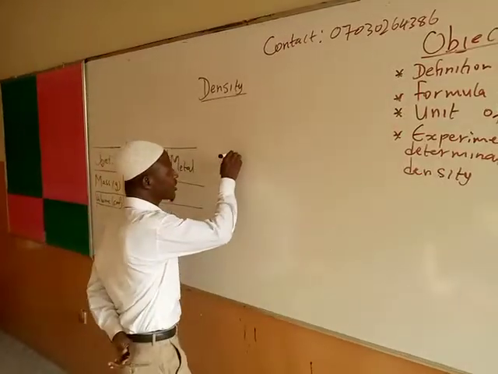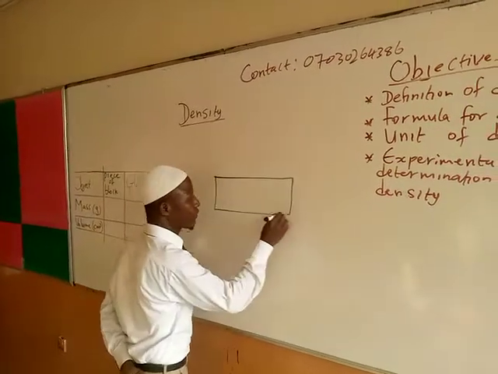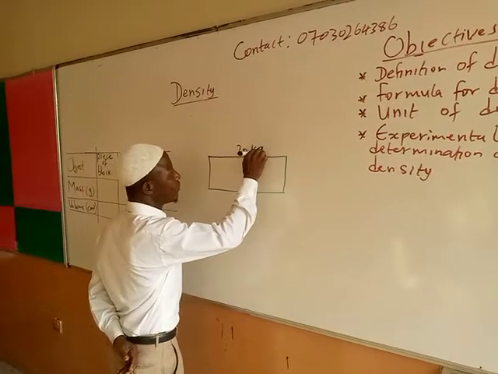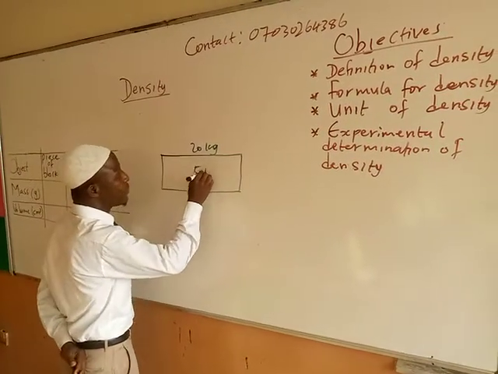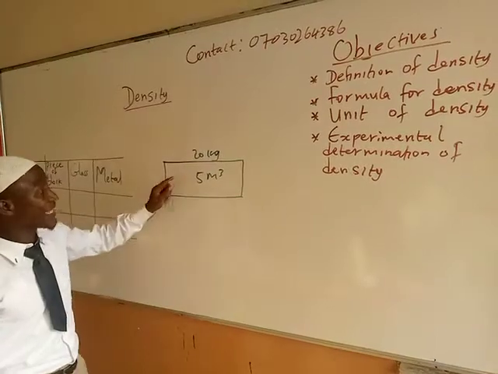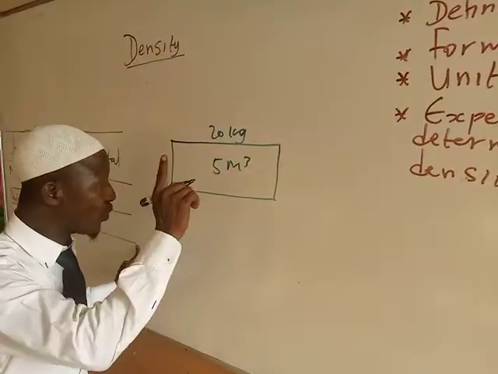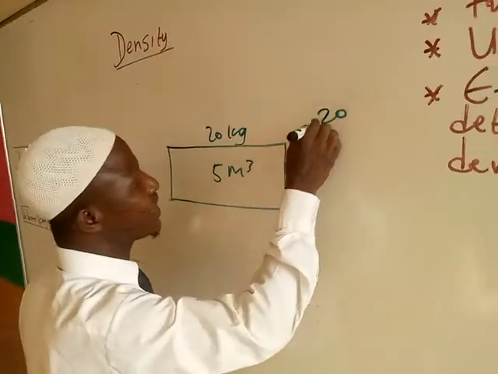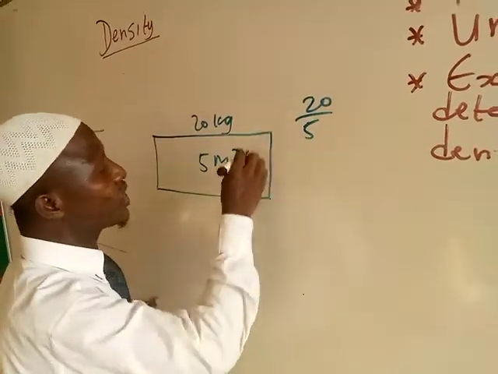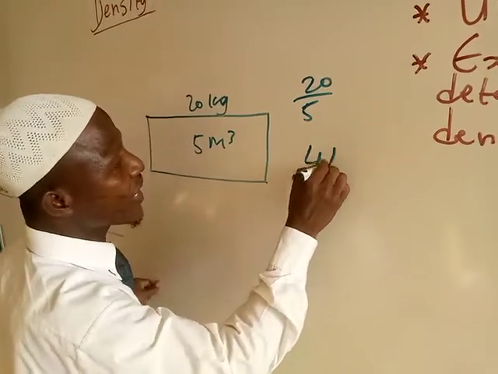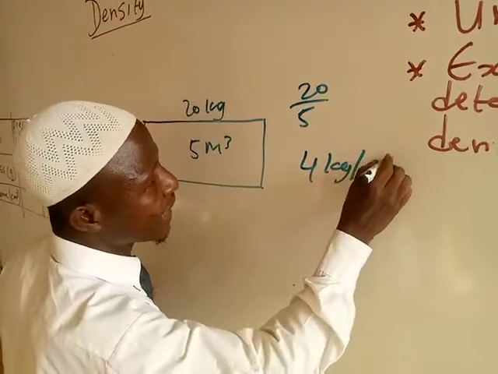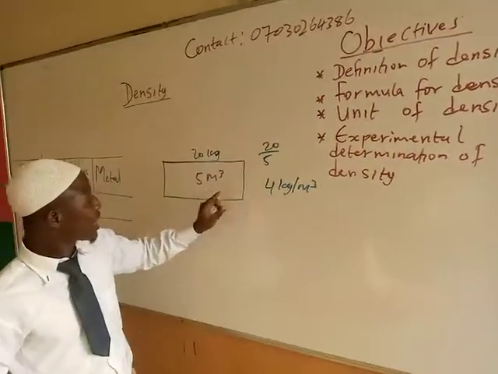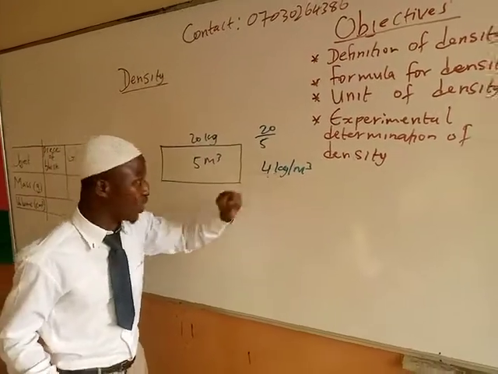For instance, if I have this object, and the mass of this object is 20 kilogram and the volume is 5 meter cube, if I want to determine the mass of one meter cube, what I will do is 20 divided by 5, which will give me 4 kilogram per meter cube. Therefore, the mass of one meter cube of this object is 4 kilogram.